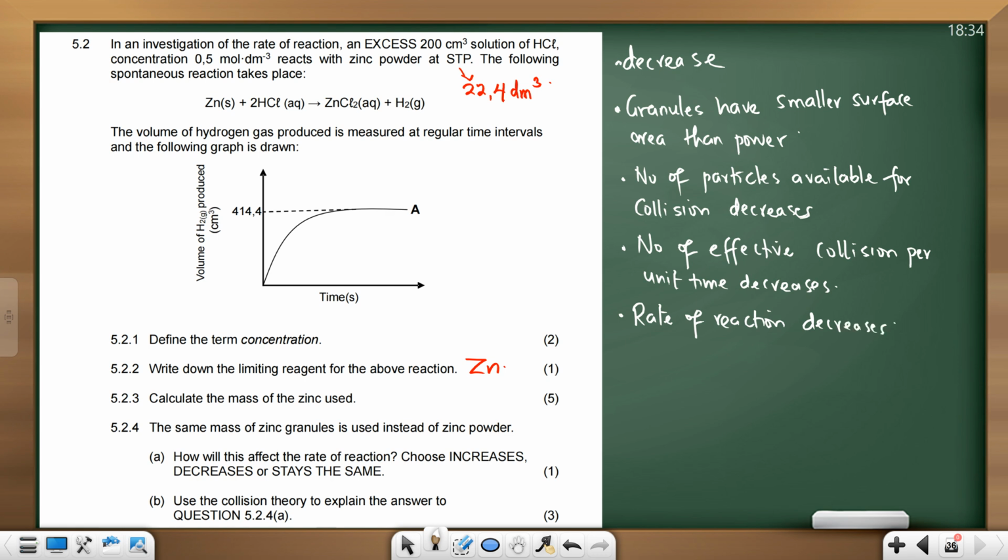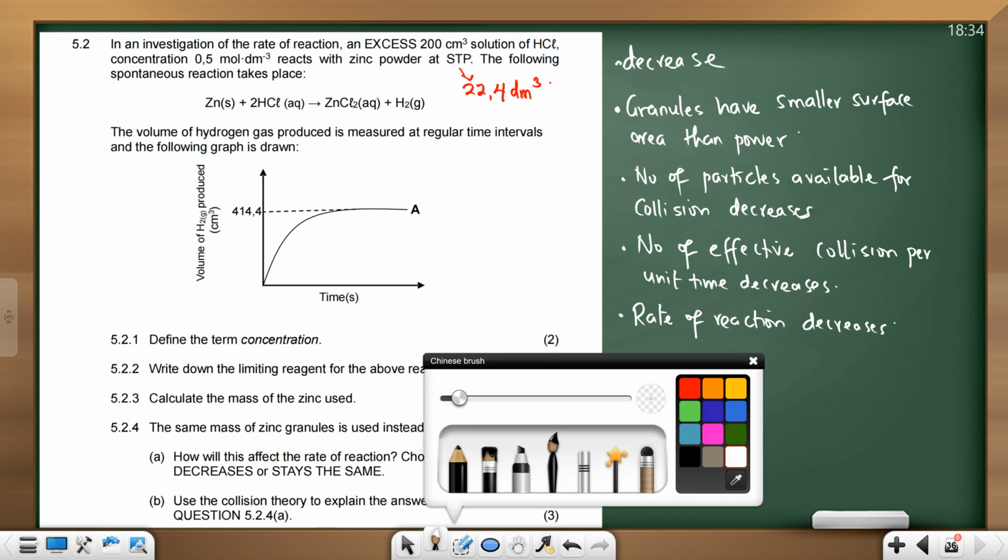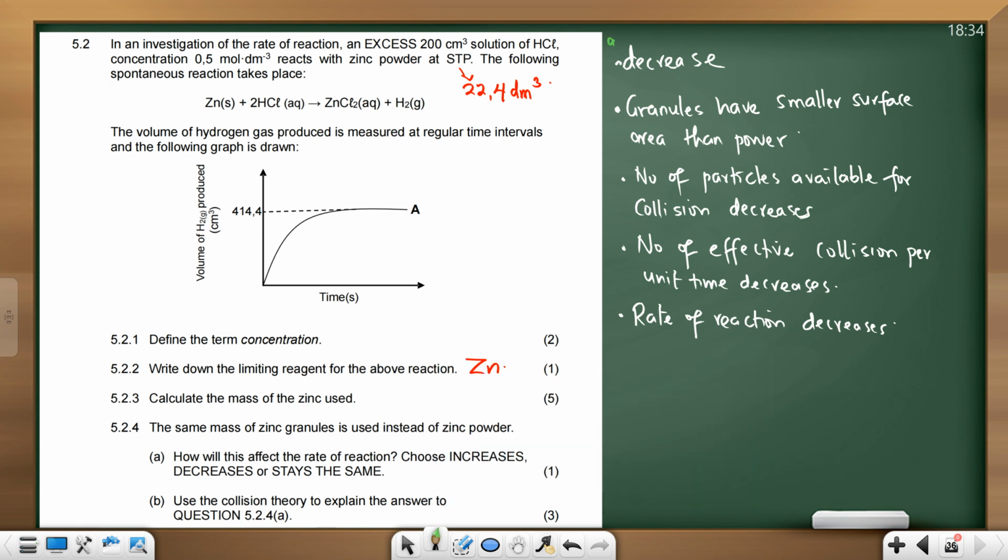Granules have smaller surface area than powder. Number of particles available for effective collision will decrease. We have 1 mark for A here. This is A. 1 mark. You'll get 1 mark here. You'll get 1 mark here. Do you notice this one is the same as that? And that's your 3 marks.